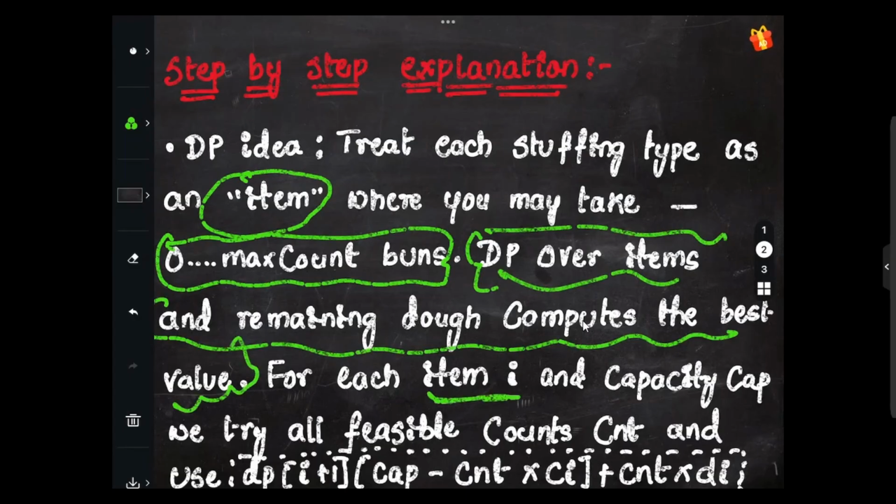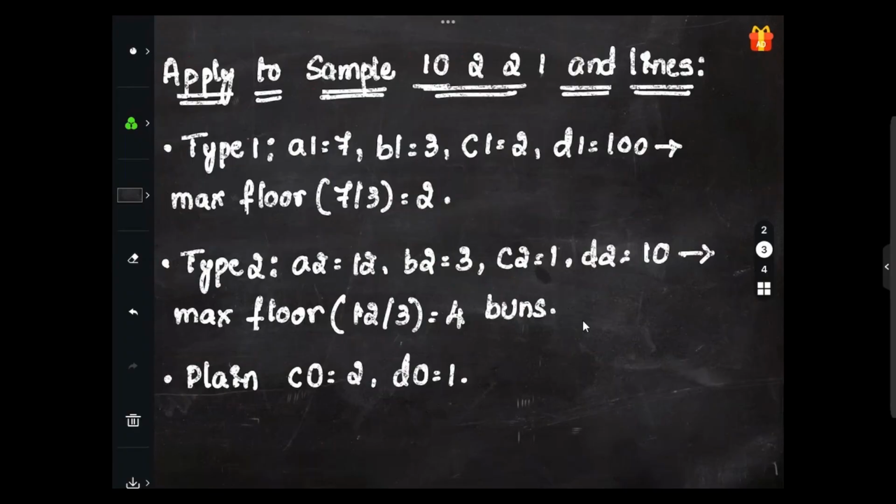For each item i and the capacity cap, we try all the feasible counts cnt, and we will use dp[i+1][cap - cnt*ci] + cnt*di. We'll be using this in the code, so just remember this one. We'll try all the feasible counts and use dp of i plus 1, cap minus count into ci, plus count into di. This is fine, I believe. So accordingly with the question, this is the idea. This is basically the DP idea.